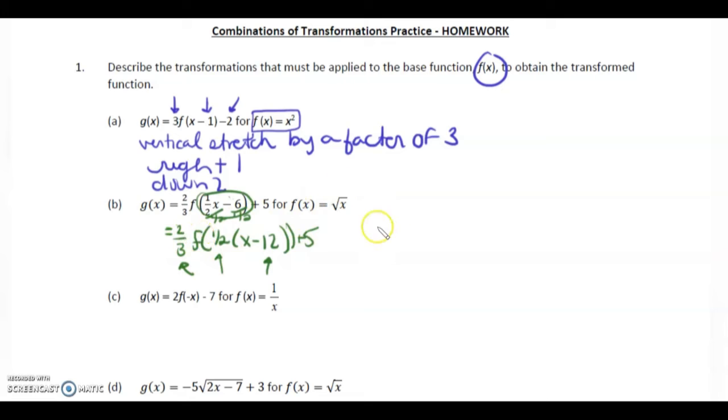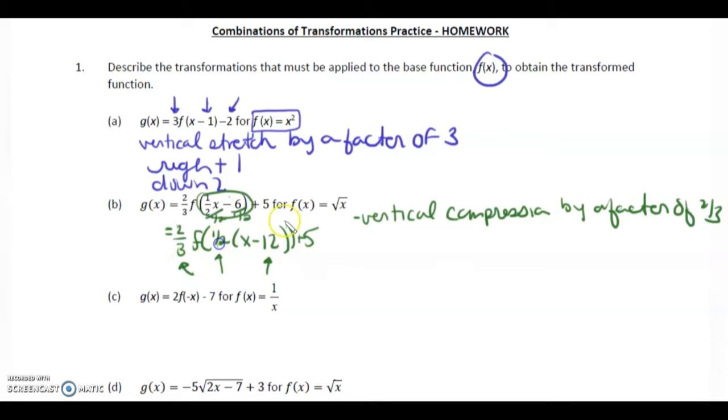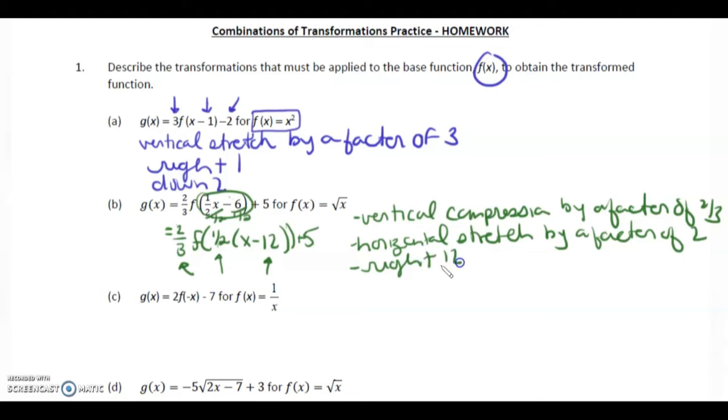So the first number is 2/3. This is a vertical compression by a factor of 2/3. Okay, this 1/2 is a horizontal stretch by a factor of 2. Now this 12 goes right 12, and the 5 goes up 5.